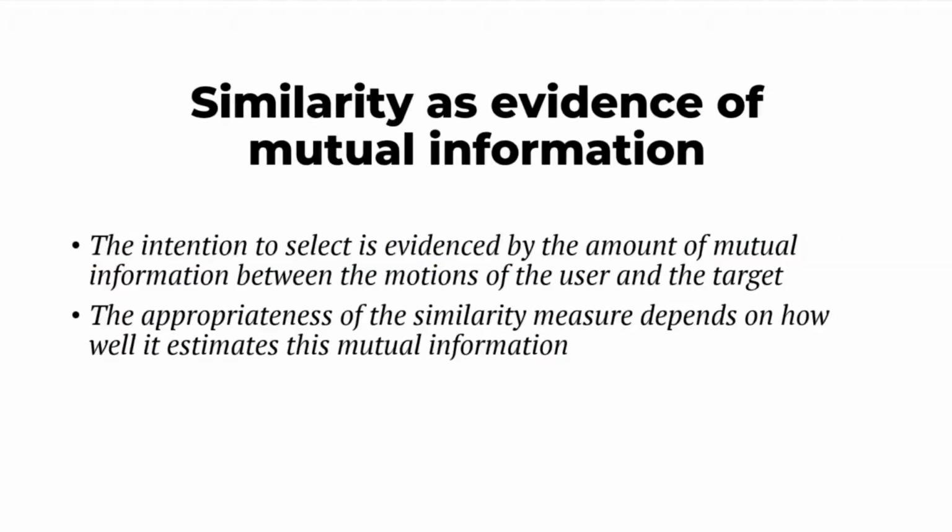while others cannot tell apart targets that move in the same frequency. By looking at selection as transmission of information, we can reinterpret how previous works used similarity measures. Through this lens, we see the similarity as a way of estimating the mutual information between the motions of the user and the motions of the targets. That is, how much do we learn about what the user will do by knowing how the target is moving. In turn, this means that choosing a similarity measure depends on how well it estimates this mutual information in the context of use of the system.